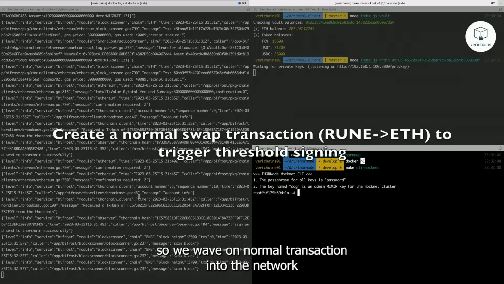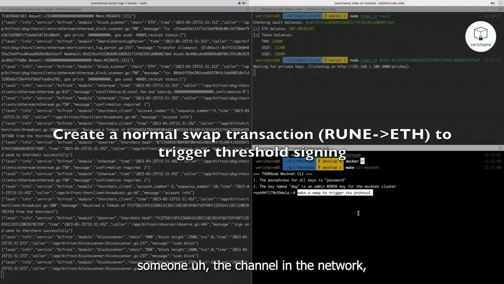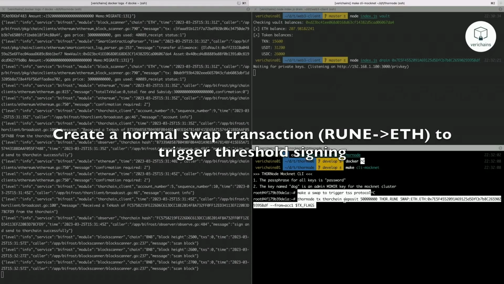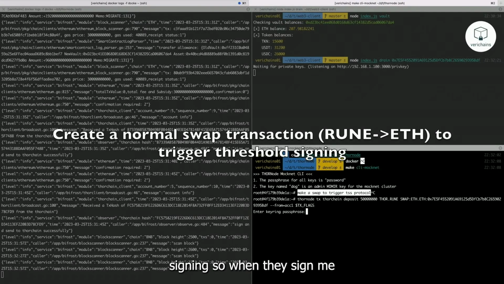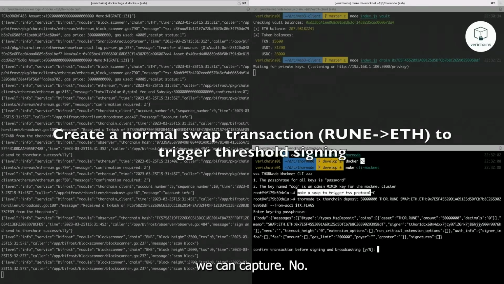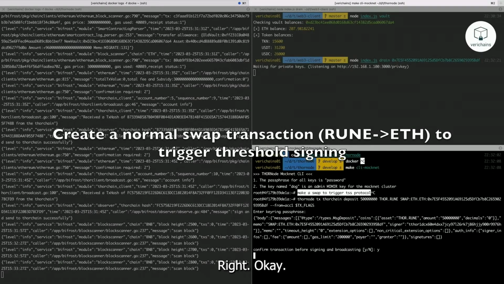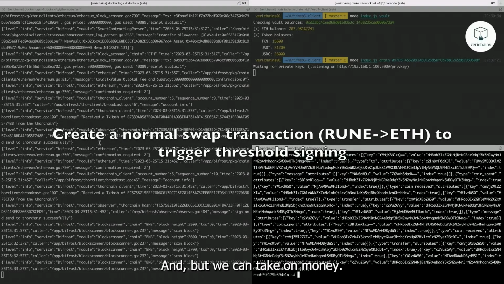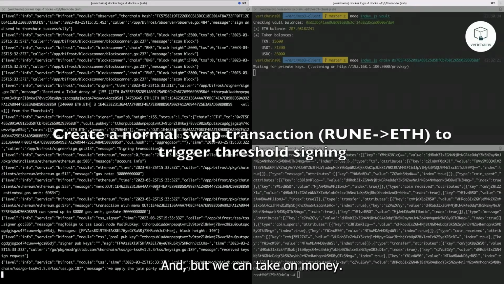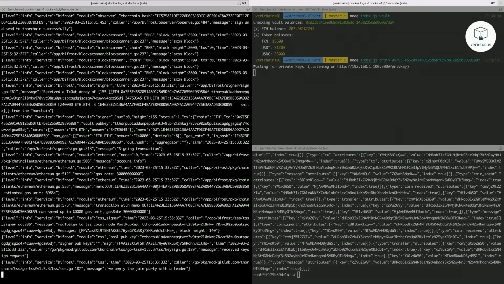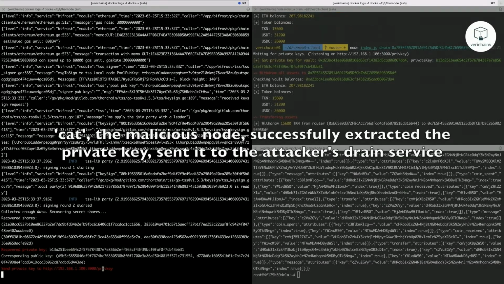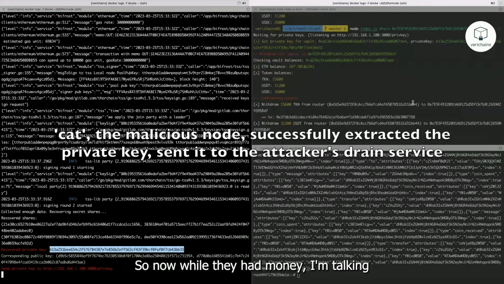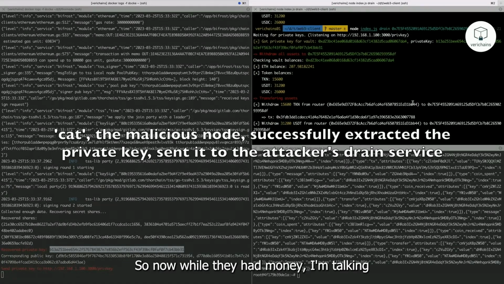So we wait for a normal transaction in the network. Someone makes an exchange in the network. It requires the nodes to perform the TSS signing. So when they sign, we can capture the private key, and boom, we can take our money. So now our wallet has our money from Thorchain.